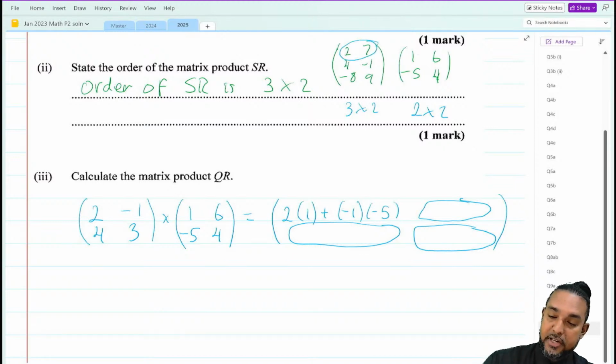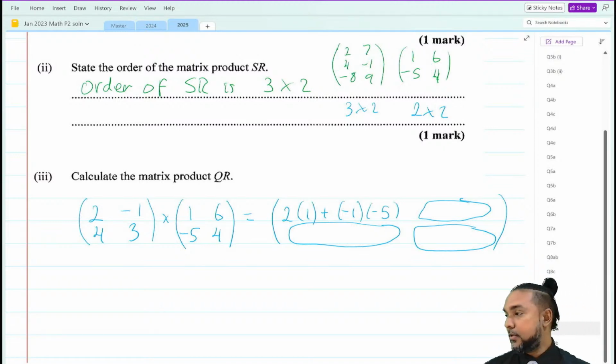So you can do 2, 7 by 6, 4: 2 by 6, 7 by 4. And then you keep going: second row, first column, 4 by 1, minus 1 by minus 5. I hope that helps. We'll see the working down here just now too.